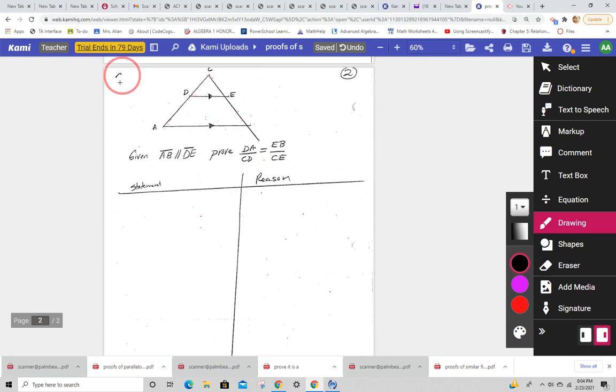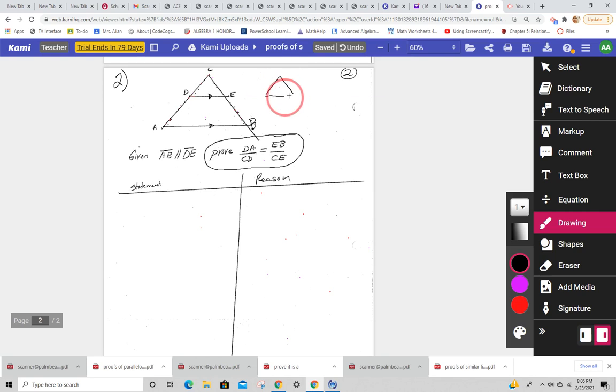All right, so this is our second proof. Okay, we're trying to prove this, which is the proportionality theorem. And that's what we're trying to prove. The proportionality theorem says that the ratio of DA over CD is the same thing as the ratio of EB over CE.